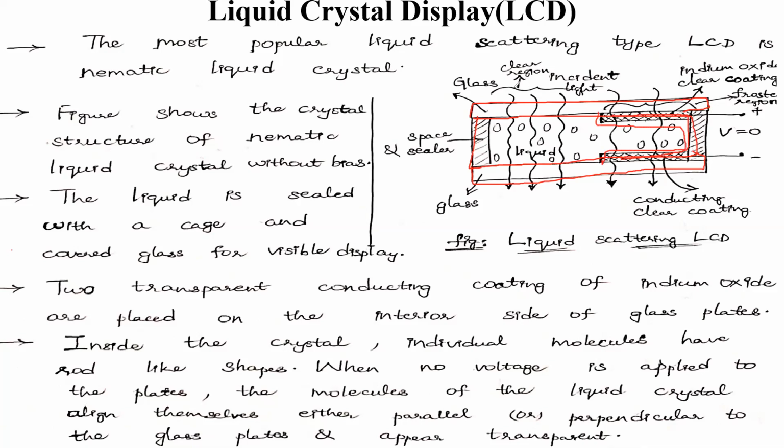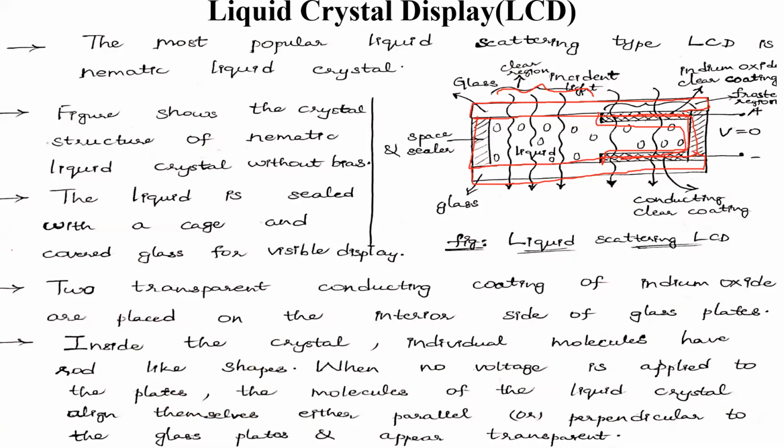These are the incident light. Incident light upon this liquid. This is the clear region, and the light is going to be incident upon this one. This is the indium oxide, clear oxide coating. Indium oxide. This is the clear coating, Foster region.